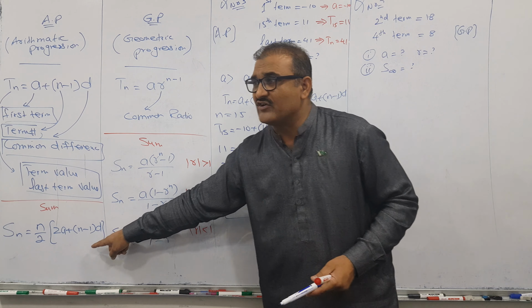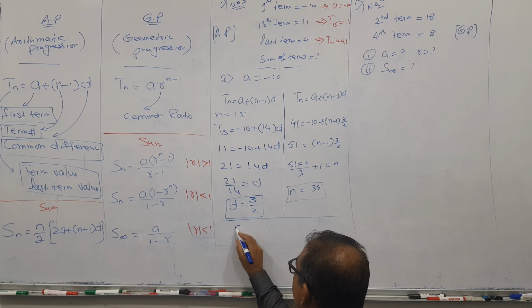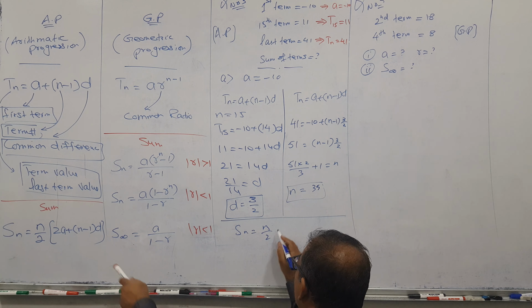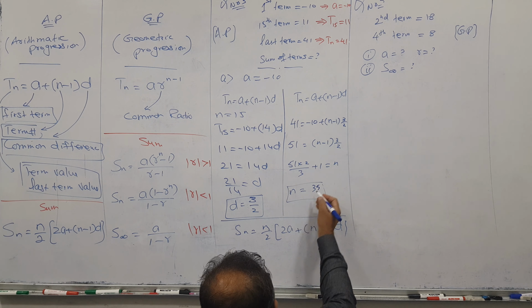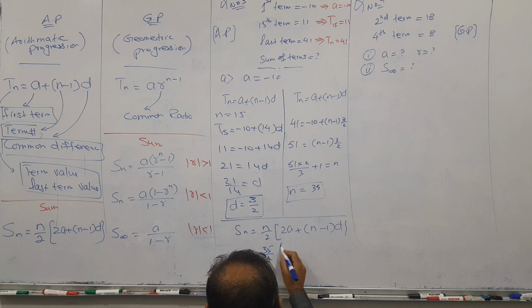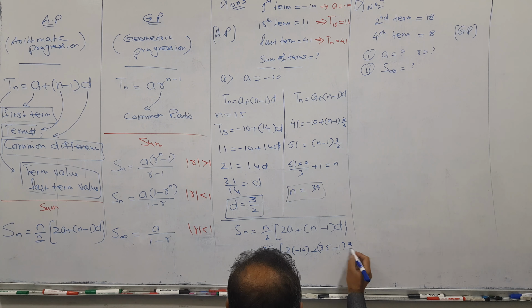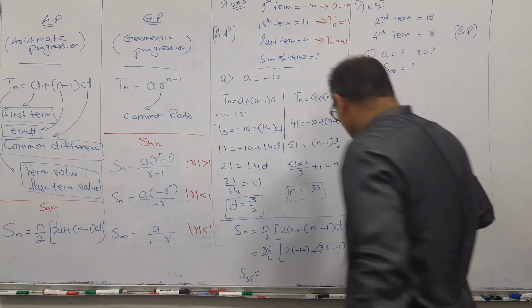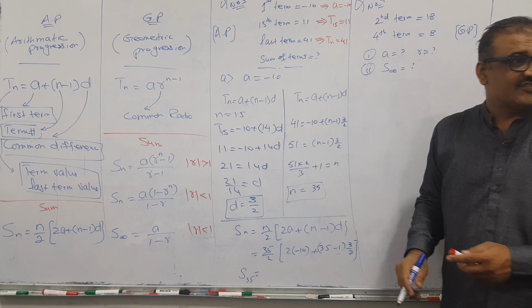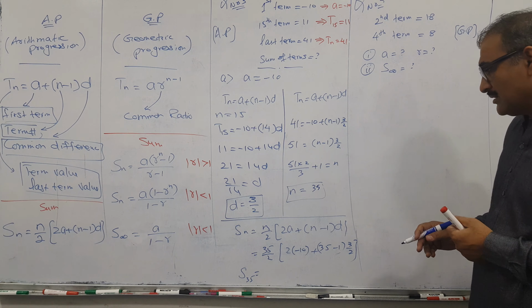Now I'll use this formula for sum. Sum formula is very, very clear. Sn is equal to n by 2 into 2a plus n minus 1 into d. Just plug in the values, and that's simple. So 2a is minus 10, and n is 35, minus 1 is 34, and into 3 by 2, and you can find the answer easily. Okay, and let's move on to the next part. You have the answer? Or find it later on.